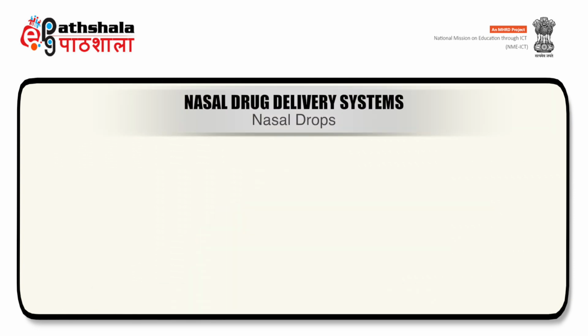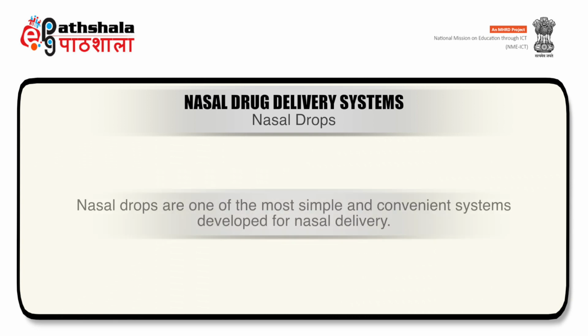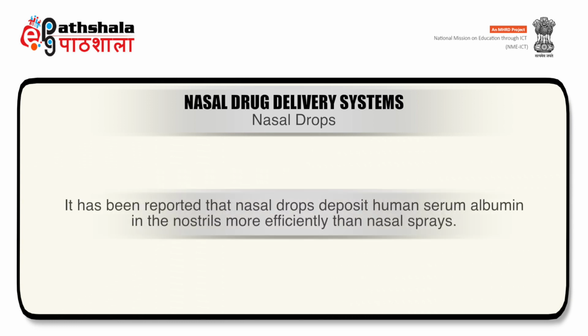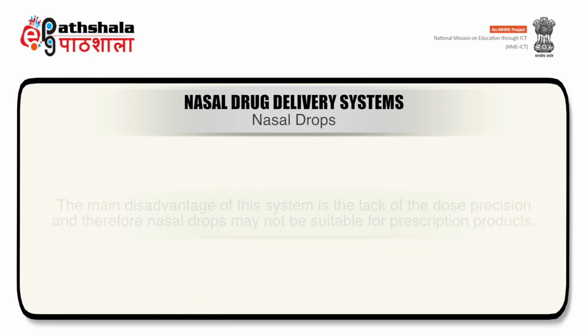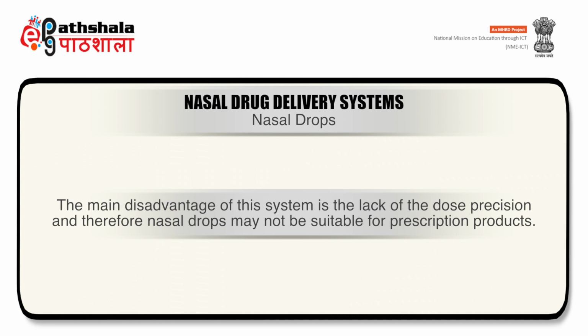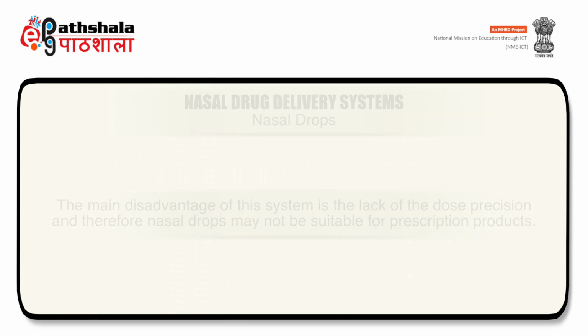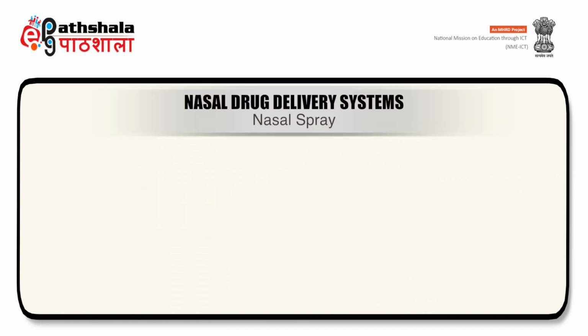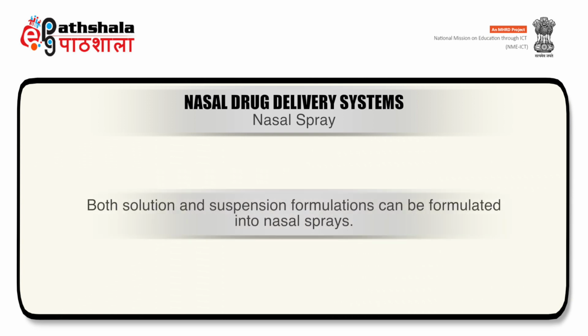First nasal drug delivery system is nasal drops. These are one of the most simple and convenient systems developed for nasal delivery. It has been reported that nasal drops deposit human serum albumin in the nostrils more efficiently than nasal sprays. The main disadvantage of this system is lack of dose precision, and therefore nasal drops may not be suitable for prescription products.